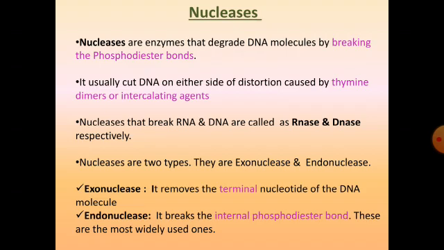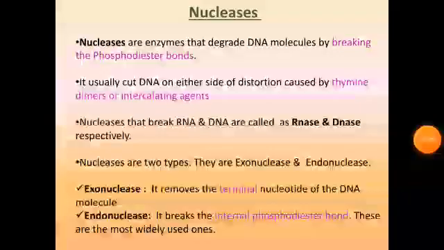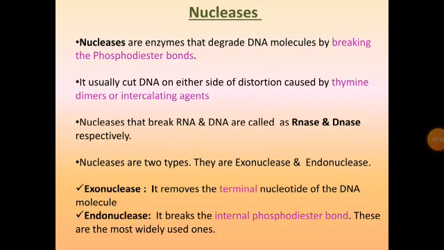Nucleases. Nucleases are enzymes that degrade DNA molecules by breaking the phosphodiester bonds. They usually cut DNA on either side of distortion caused by thymine dimers or intercalating agents. Nucleases that break RNA and DNA are called RNases and DNases respectively. Nucleases are of two types: exonuclease and endonuclease. Exonuclease removes the terminal nucleotide of the DNA molecule. Endonuclease breaks the internal phosphodiester bond. Endonuclease enzyme is most widely used in recombinant DNA technology.